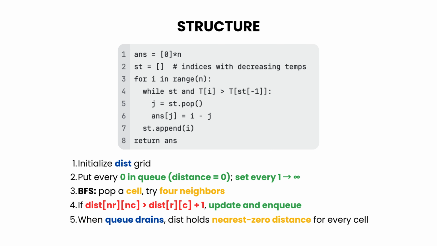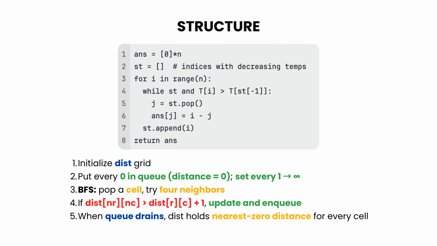High-level steps, initialize a dist grid. Put every 0 into a queue with distance 0. Set every 1 to infinity, then BFS. Pop a cell, try 4 neighbors. If dist of neighbor is greater than dist of r,c plus 1, update and enqueue. When the queue drains, dist holds the nearest 0 distance for every cell.